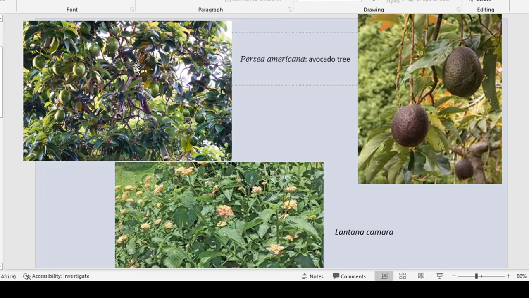And I just made a list of common trees that we can both know, but it's called Persea americana. And this one right here is Lantana camara. And also, the other thing is that you will find that there are other tree species.